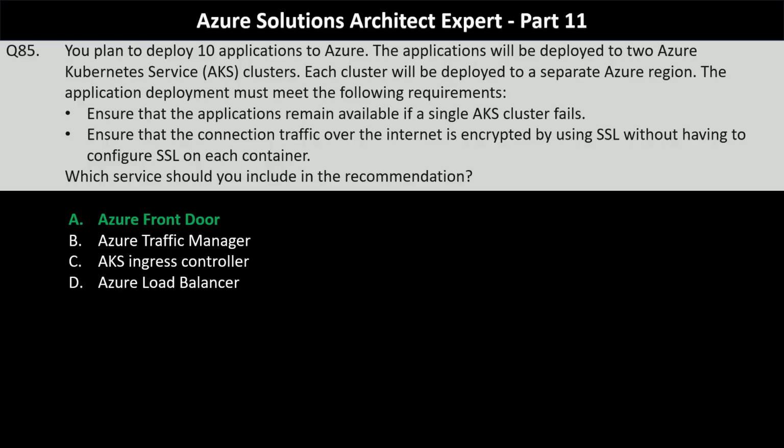You would need to manage separate ingress controllers for each cluster and use another service like Traffic Manager for multi-region failover. Now, Azure Load Balancer operates at layer 4. It is designed for regional load balancing and cannot route traffic across different regions. So folks, I hope you now understand why I have chosen Azure Front Door as the correct choice here.